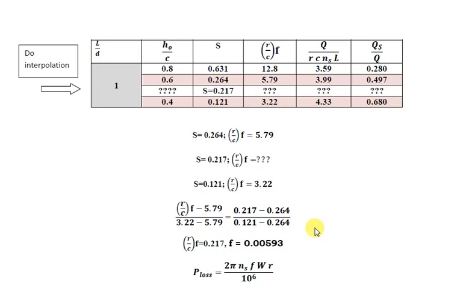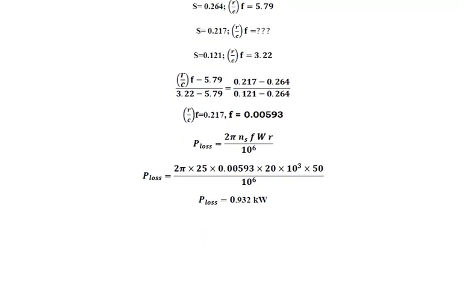After F, we have to find the power lost in friction. So how to find the power loss in friction? We know that the power loss in friction is equal to 2 pi N s F W R divided by 10 raised to 6 kilowatt.